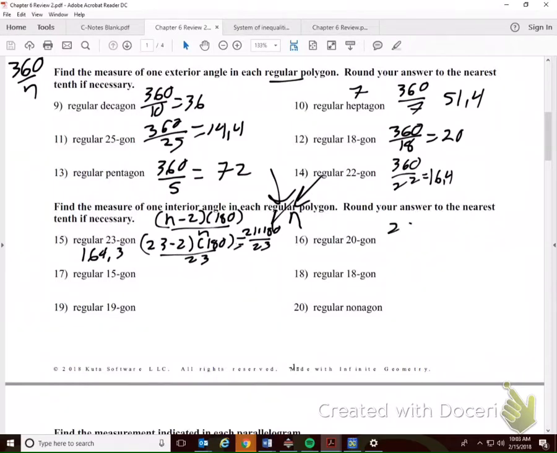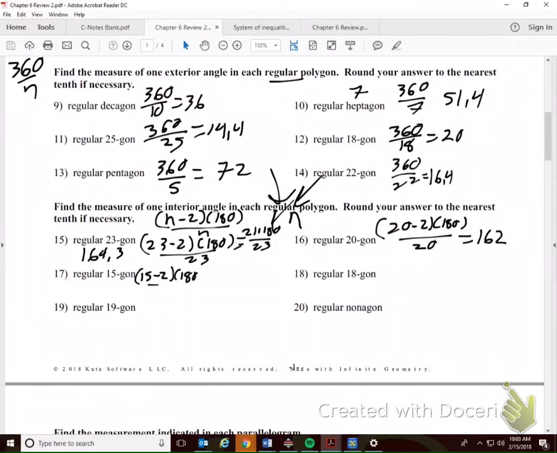But some people will make the mistake of dividing by 21, because you've got that 21 times 180. Well, that's just going to give you 180. So write it all the way out, then go through. That gives you 164.3. 20 minus 2 times 180 over 20, sorry, so that gives me 18 times 180 over 20, 162.